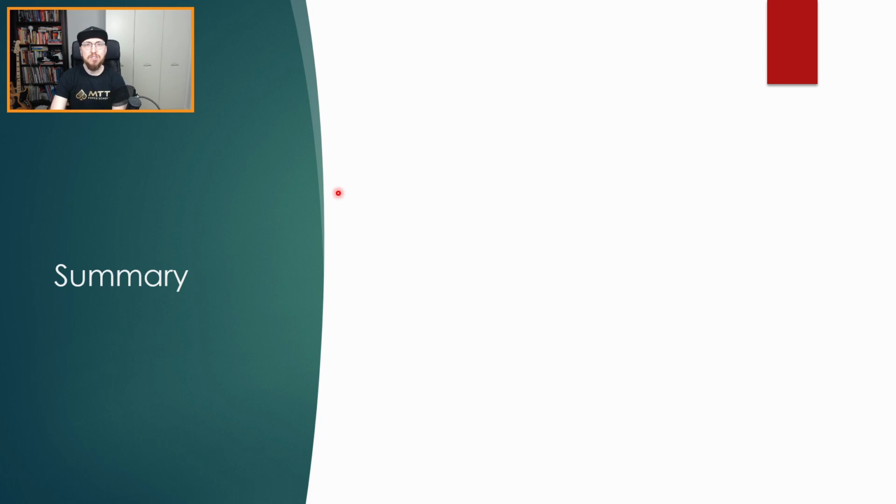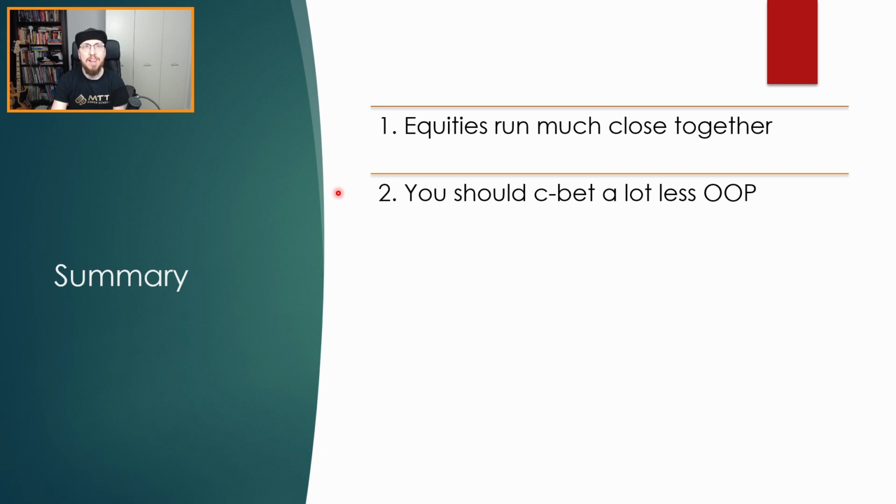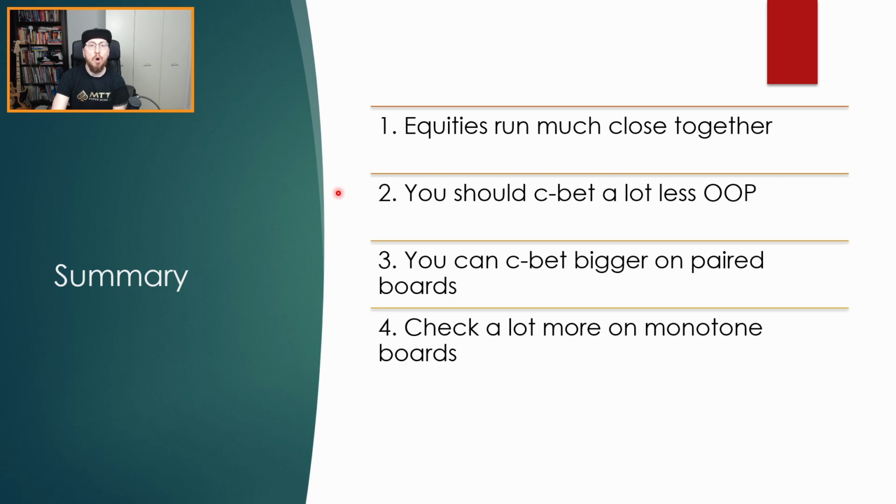All right, so in summary then, equities run much closer together, and this means that you should do a lot less c-betting and a lot more checking. You can c-bet bigger on paired boards out of position than you would when you're in position versus the big blind. You should definitely do a lot more checking on monotone boards. They really stood out, especially as we got to cutoff versus button. It was a really, really high frequency check.